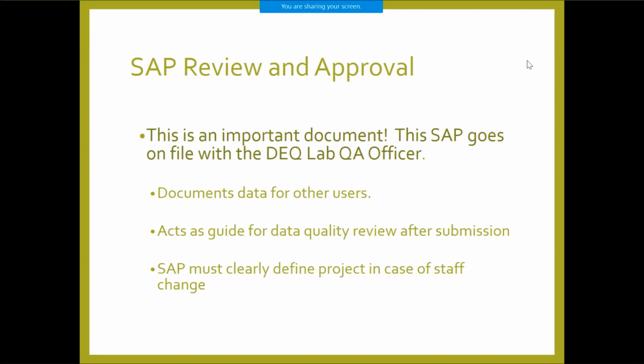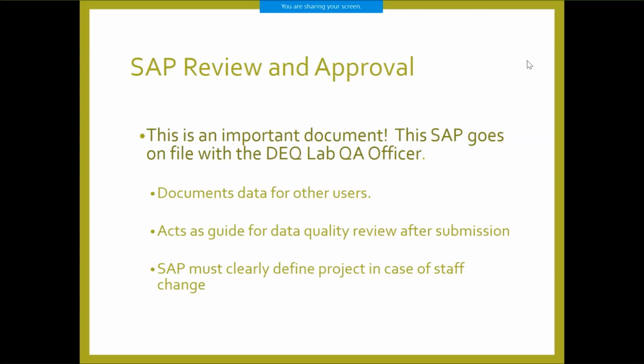And it's important to emphasize that this is an important document. This SAP will go on file with our DEQ Lab Quality Assurance Officer to coincide with the data as it comes into our database. And it's important for many reasons. It documents the data for other users, so if people were to see your data as it becomes public, they can trace back the quality assurance steps taken.